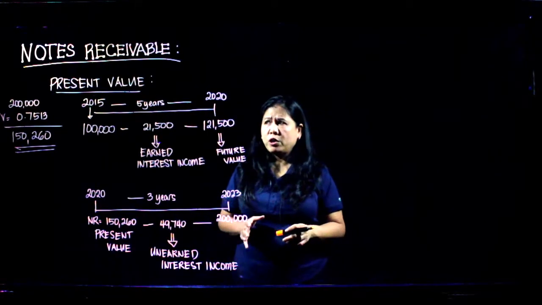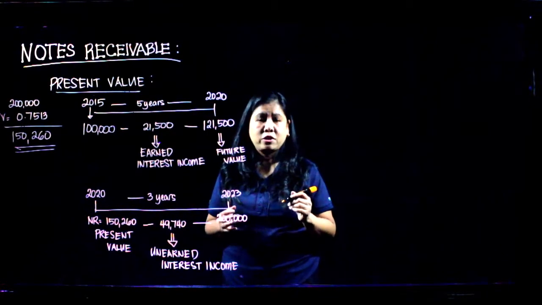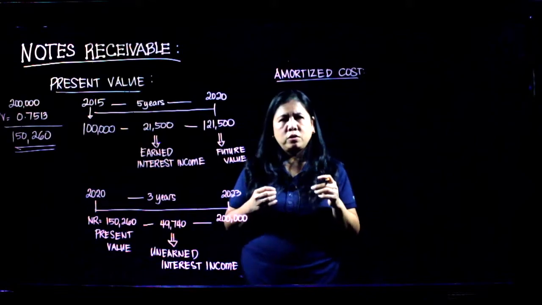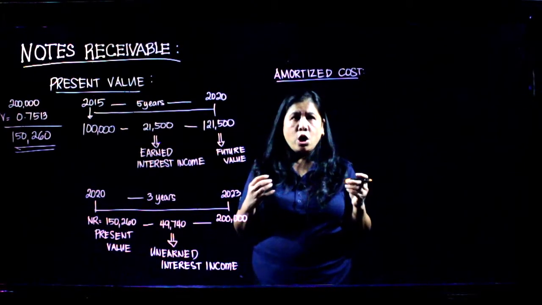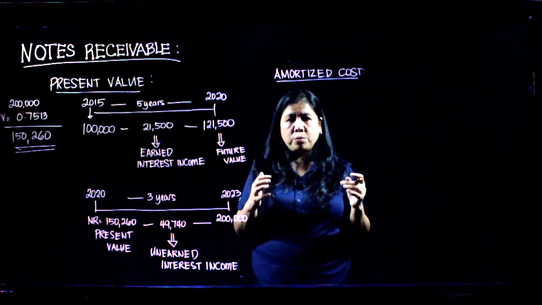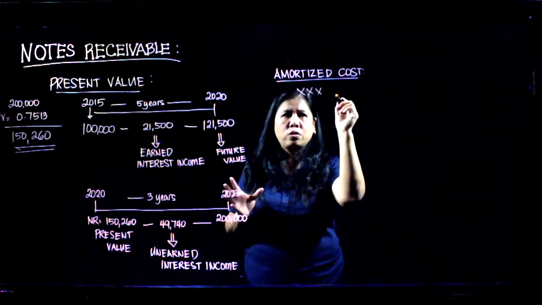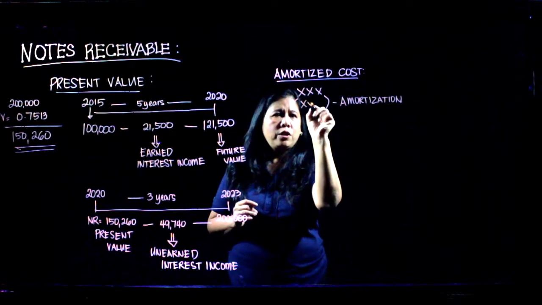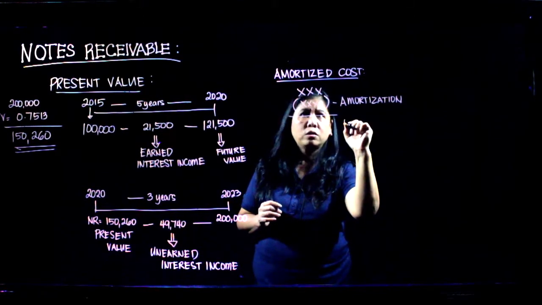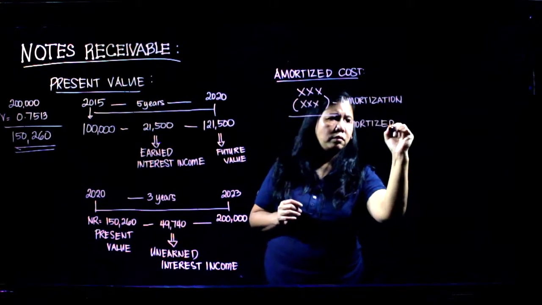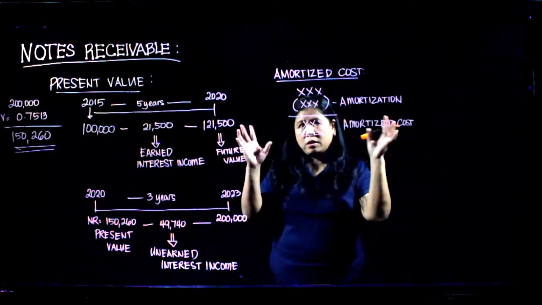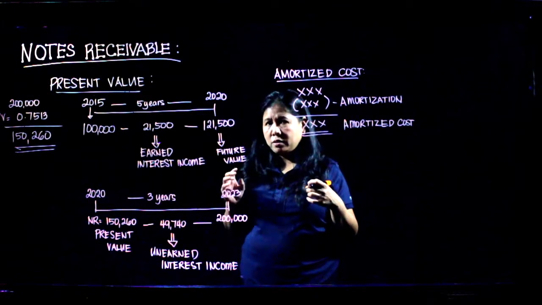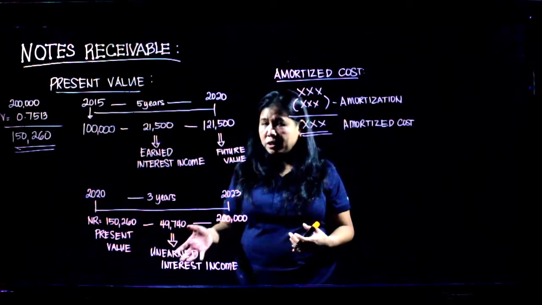There's another thing that I want you to learn. So let's talk about amortized cost. What is an amortized cost? When you deduct an amortization on a gross amount, your balance will be amortized cost. So we have our gross amount, we minus an amortization amount here, and our balance is called amortized cost. We will discuss this more when we get into the non-interest bearing note, because on non-interest bearing notes, we amortize the unearned interest income.